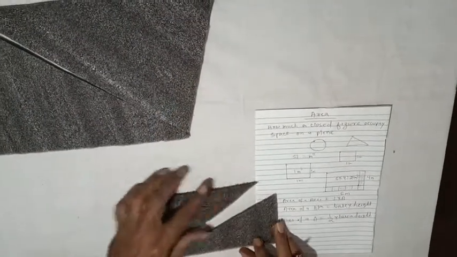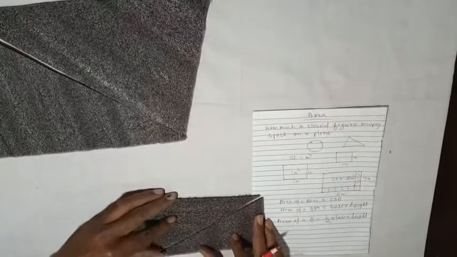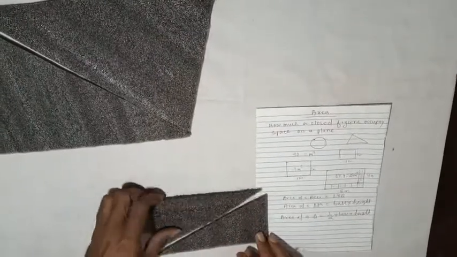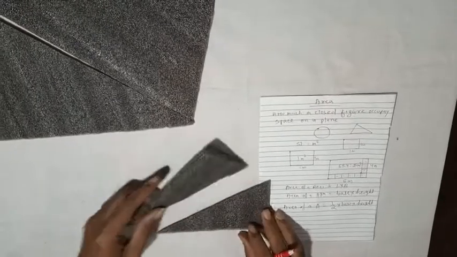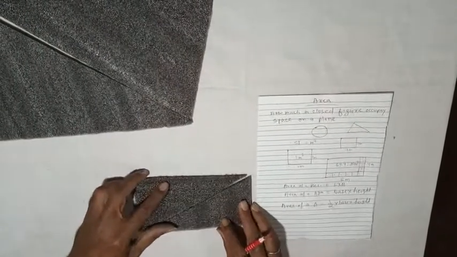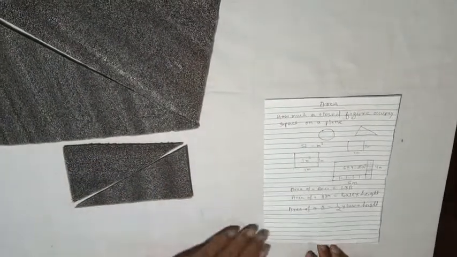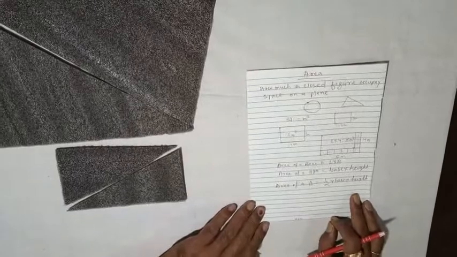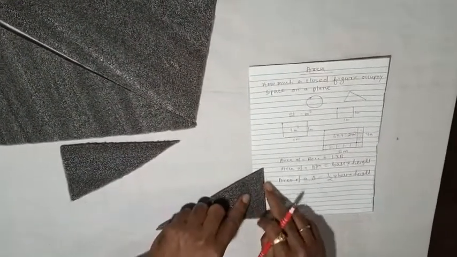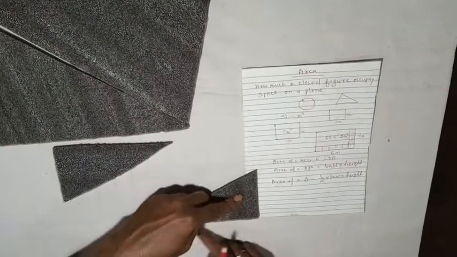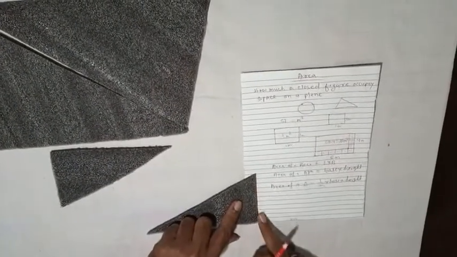Let's take another example. Here I have a rectangle. When I cut it along the diagonal into two congruent triangles, the area of each triangle will be half. Thus, the area of a triangle is half into base into height. If it is a right angle triangle, this is the base and this is the height, so the area is half into its base into its height. The height is its own side.